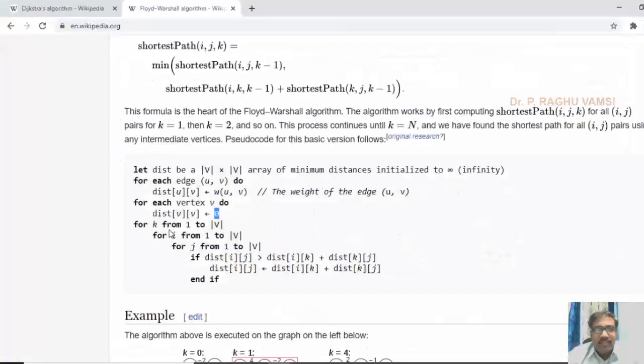Here, for k from 1 to V, for i from 1 to V, and for j from 1 to V: if distance of (i, j) is greater than distance of (i, k), where k is any intermediate node between the source and destination, plus distance of (k, j), from the intermediate node to the destination, then you are supposed to update this. That is, distance of (i, j) is equal to distance of (i, k) plus distance of (k, j).